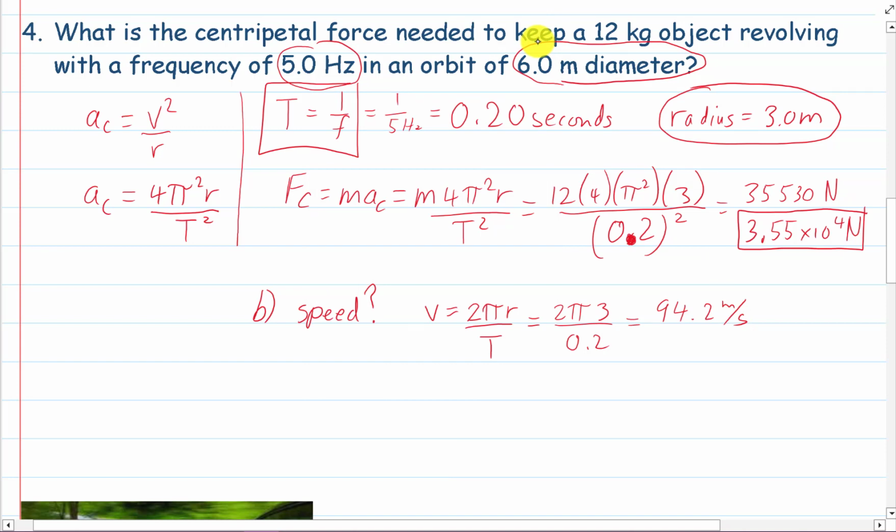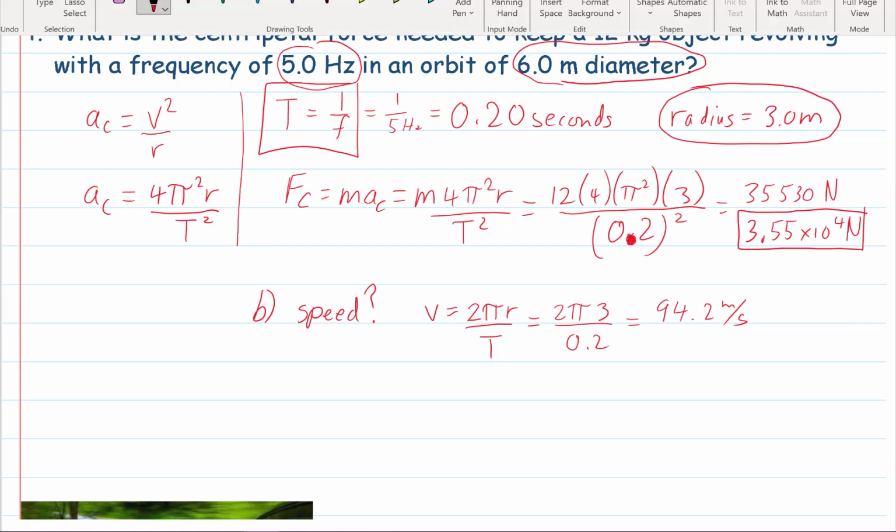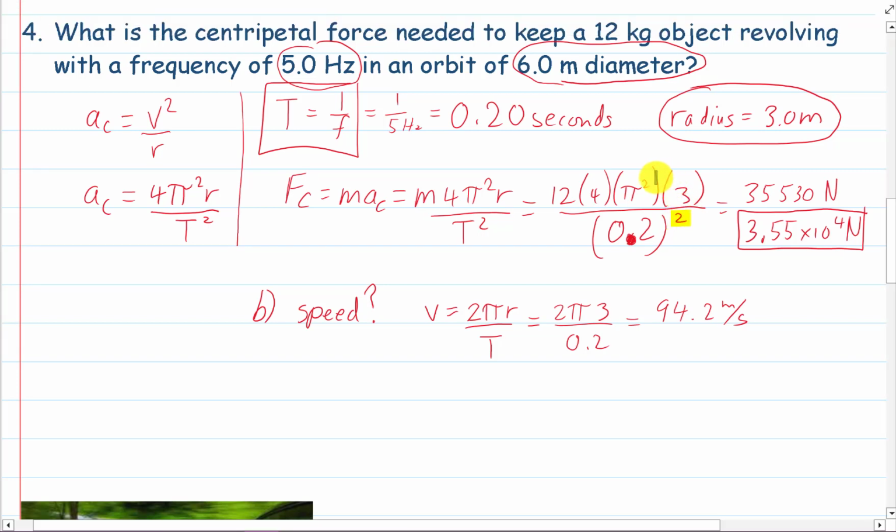Any questions with those two? Thank you very much for the encouragement, but that encouragement also points out the most common mistake people make: forgetting to square the period, or forgetting the square on the velocity.